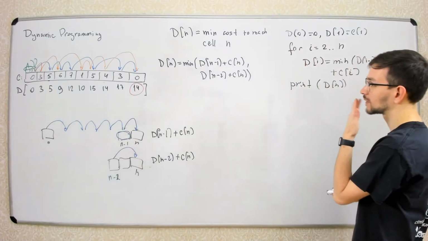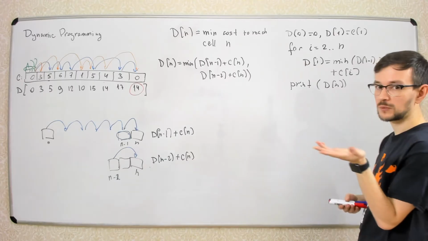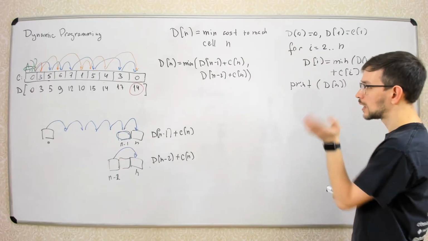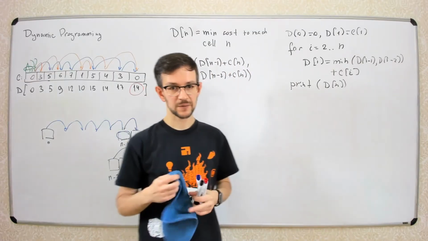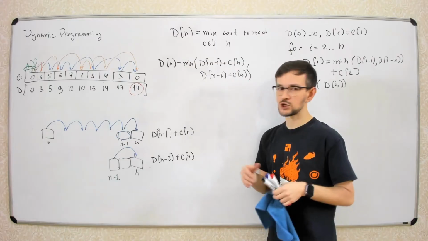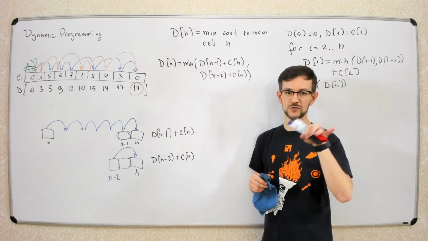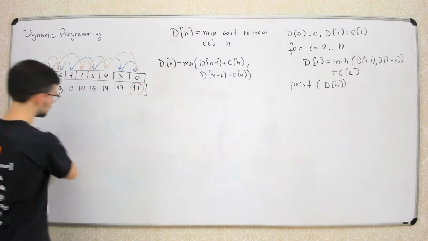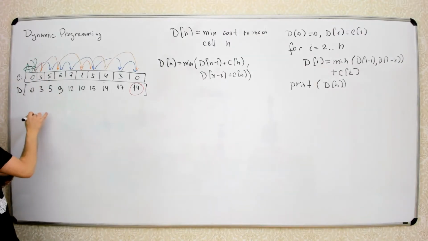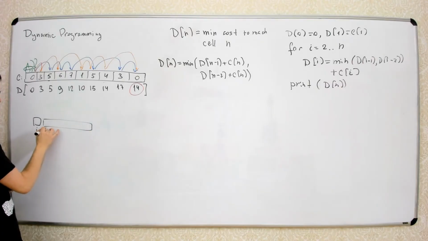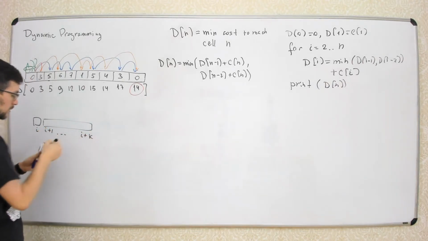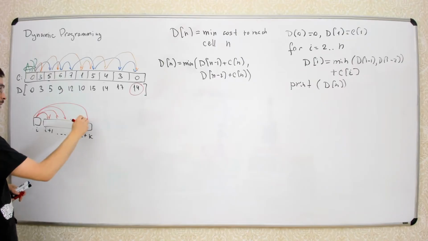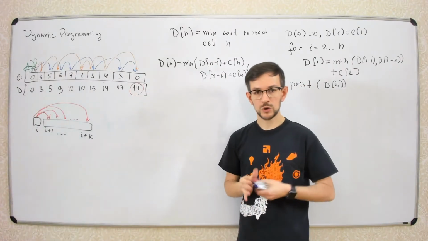Now, what I was talking about. Okay, and again, let's update it again. What happens if you want to make jumps not to 1 and 2, but to all lengths from 1 to k? So if you're making jumps from cell i to all cells from i plus 1 to i plus k. If you want to make jumps like this, how can we change our program?